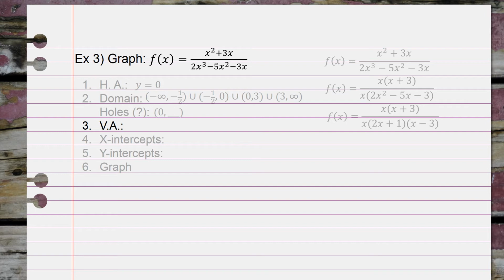Now to identify the vertical asymptote, we have to have the reduced form. So we've already had it factored. Now if we remove the common factors, we see that the reduced form of the function is x plus 3 all over 2x plus 1 times x minus 3. The vertical asymptote is identified by using the reduced form, and it's any of the values that cause the denominator to equal 0. In this case, our vertical asymptotes will be x equals negative 1/2 and x equals 3.